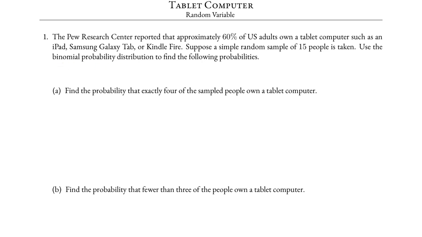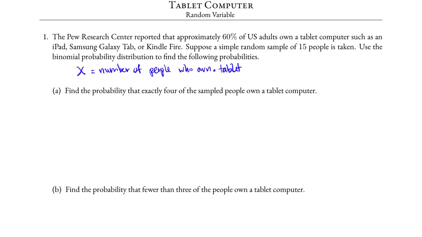Since we are to use the binomial probability distribution, we will need to assume that x is the binomial experiment. But first we need to define x. Since we're looking for the probability based on the number of sampled people who own a tablet, we let x be the number of people, assuming that people means adults here, who own a tablet.